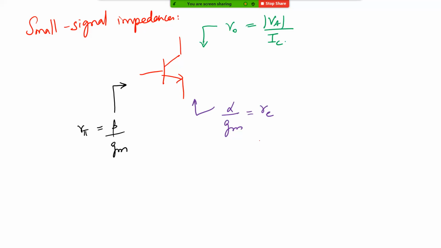Of course, all of this is with certain caveats. That is, when you say you're looking from the base, it is assumed that the emitter is grounded. When you're looking from the emitter, it is assumed that the base is at a small signal ground, and so on. All right, so this is the way that we derive the small signal impedances.